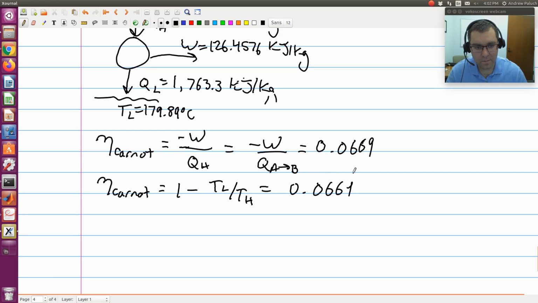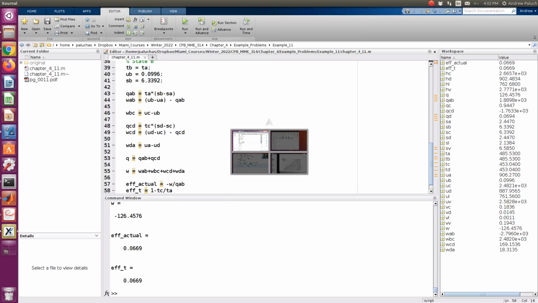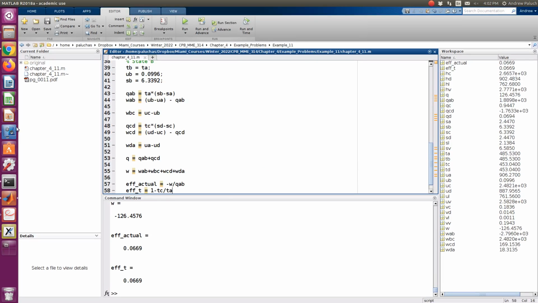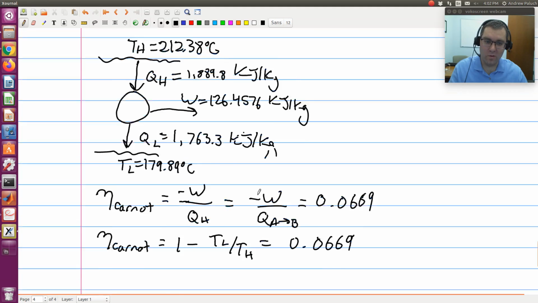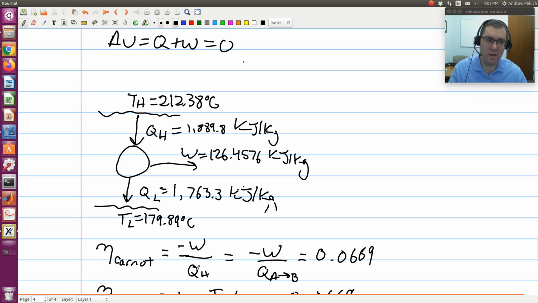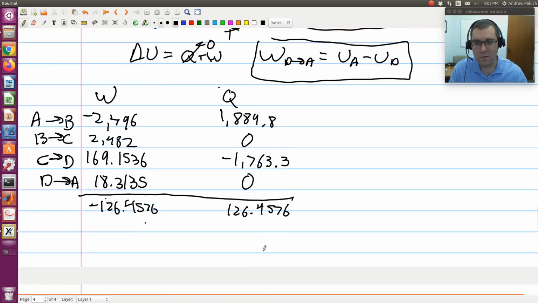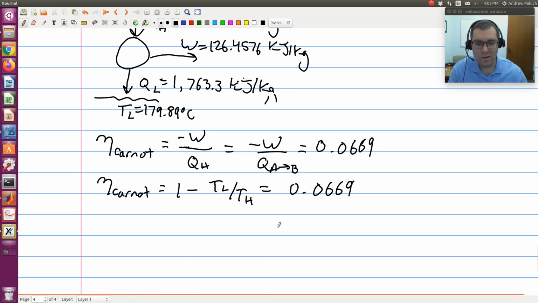0.0669. Okay, so both give us exactly the same answer. Yahoo! All right, so I am going to stop at that. The efficiency is pretty low because the temperature difference is the same. So I'm going to stop recording here, and let me see if I can make a part 2 to continue, where we could try and add up all the W's and Q's and check this equation that way. Hope that helps. Let me know if you have any questions.